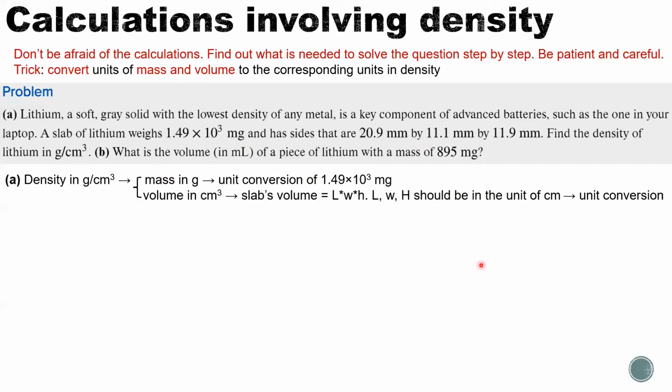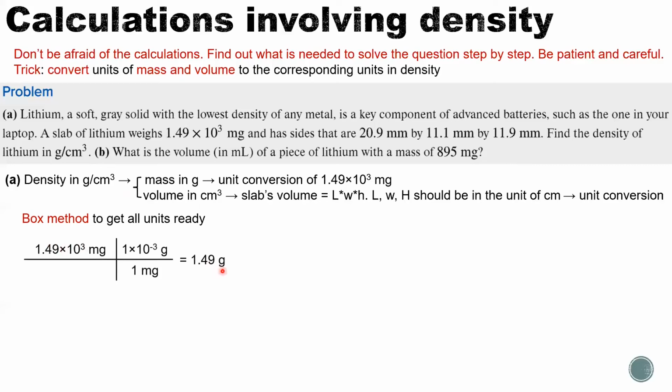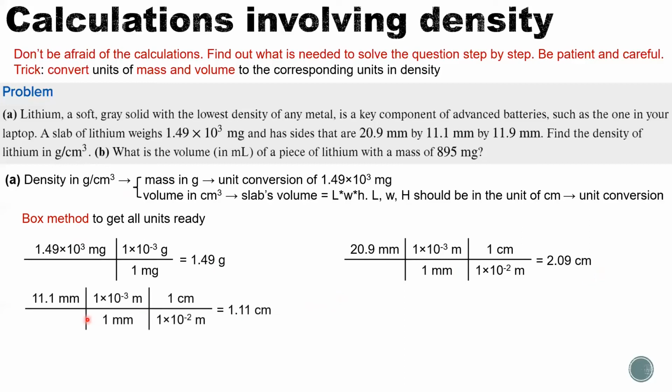So we need to do the unit conversion. Get all the units ready. We convert the milligrams to grams. We convert millimeters to centimeters, and another millimeters to centimeters, and also length, width, and height, all of them. So now we have all the units ready.